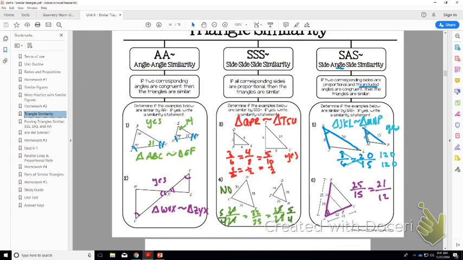Okay. So it looks like we could reduce 25 and 15 by 5. That would give us 5/3. 21 and 12 we could reduce by 3, giving 7/4. So, yes or no? No.